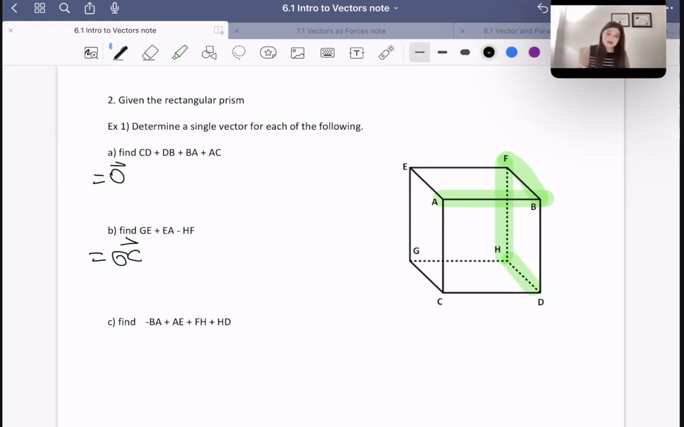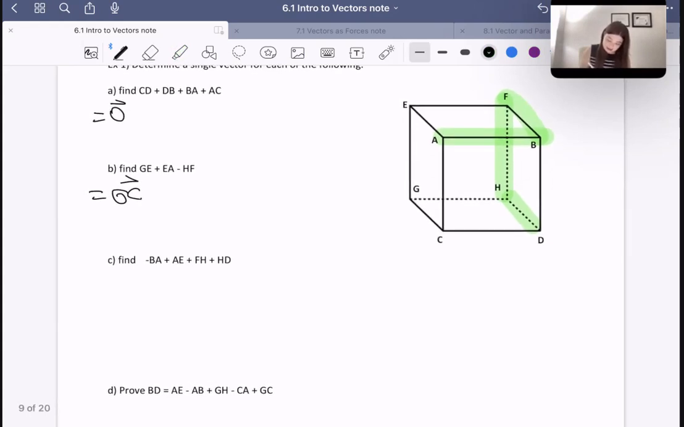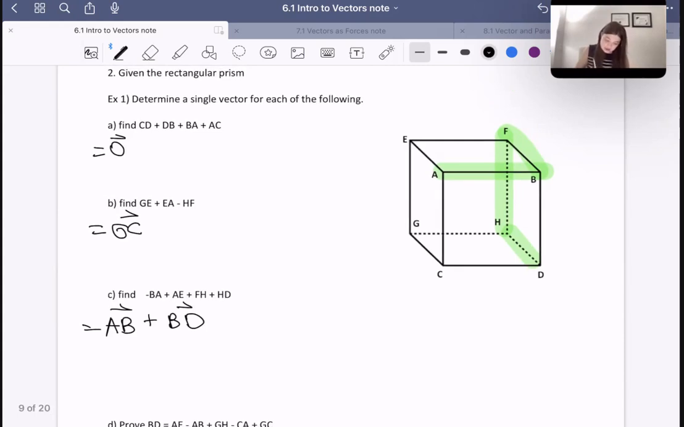Okay, so I'm going to use the first one. I'm going to say this is the same thing as AB plus BD. Now they said to determine a single vector for each of the following. Okay, so they just want a single vector. They don't want multiple vectors here. So that's interesting for this one. I guess if we were to determine a single vector, we could say vector, it's not really part of the line, but we could say vector right from A to D, because that's essentially what we did. So we can say equals vector AD.